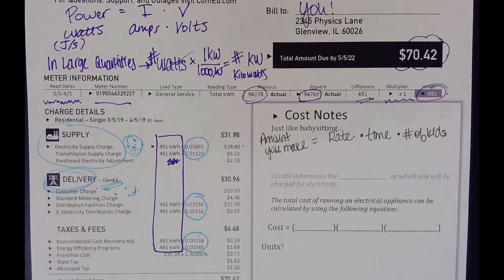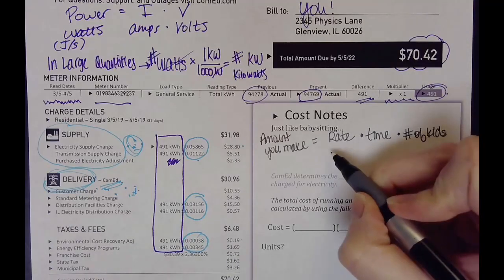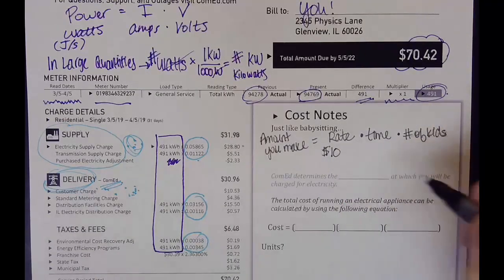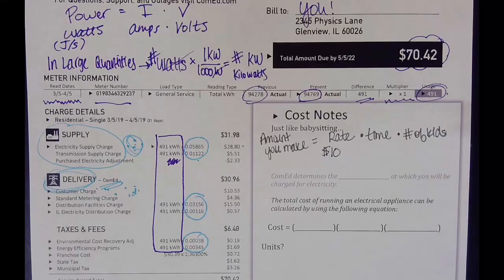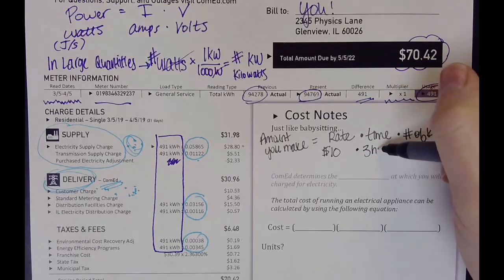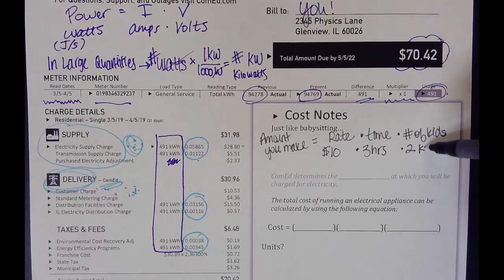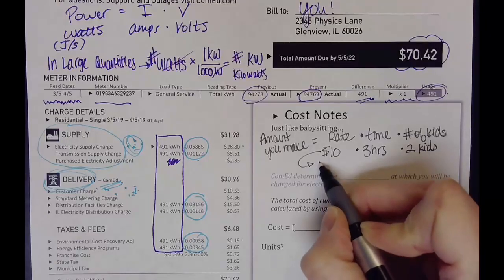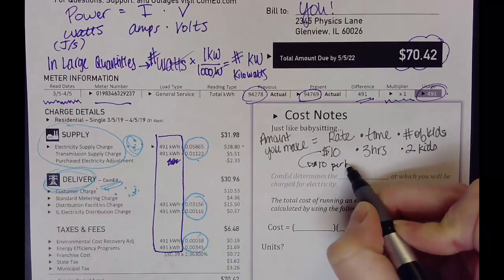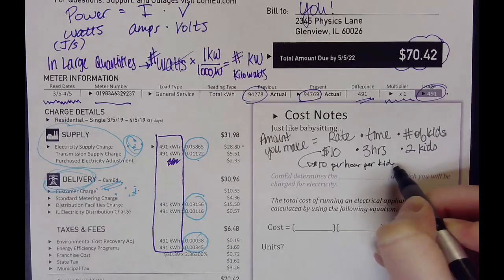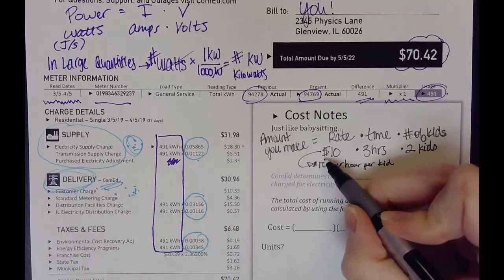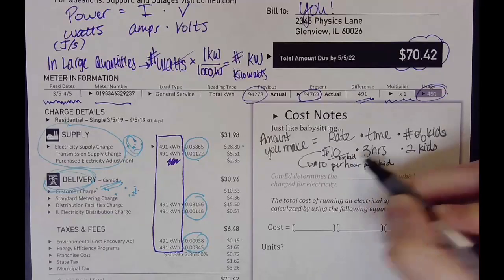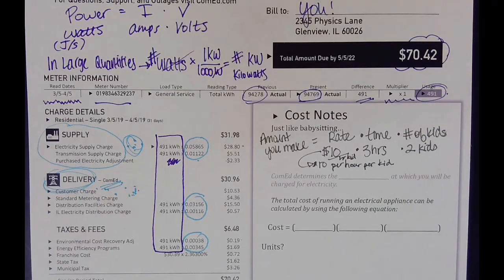So if I were to say, okay, let's knock it down to maybe I made $10 per hour per kid, and I babysat for 3 hours, and I had 2 kids that I was babysitting for, we would know that this was $10 per hour per kid, and that's why it's a rate. It's really $10 per hour per kid times 3 hours times 2 kids. That would get me a value of 10 times 3 is 30, times 2 is $60.